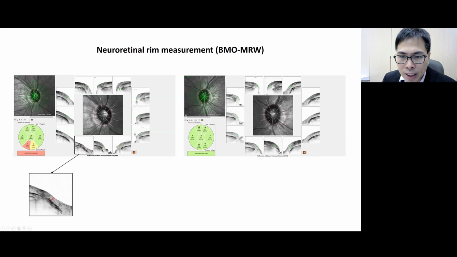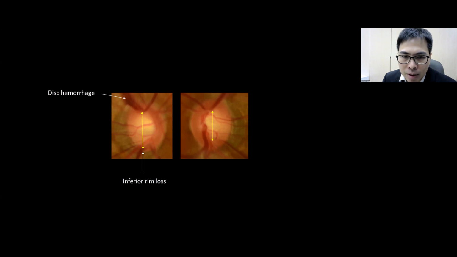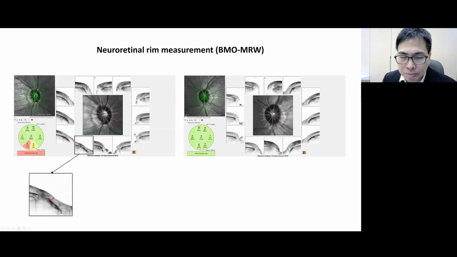And then over the left side, OCT is not able to show any abnormalities. Looking back again at the optic disc photograph, you have loss of the rim more on the infratemporal side than the infranasal side. And then in the left eye, the neuroretinal rim is normal.